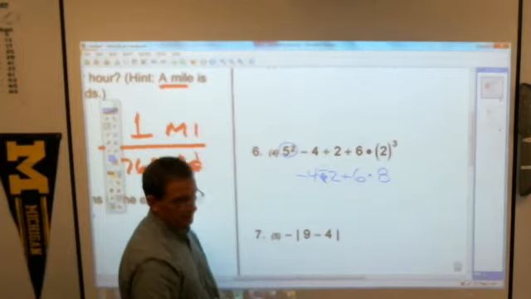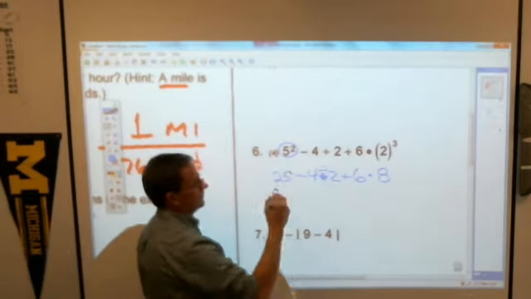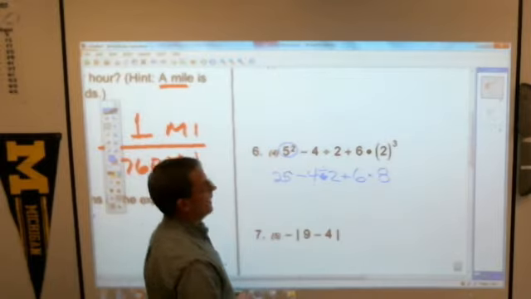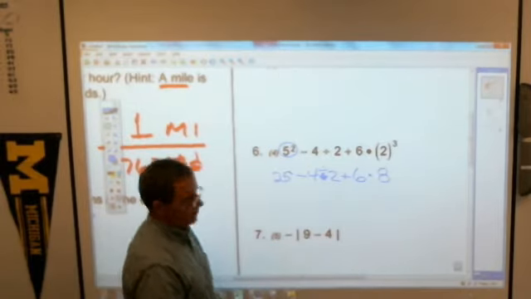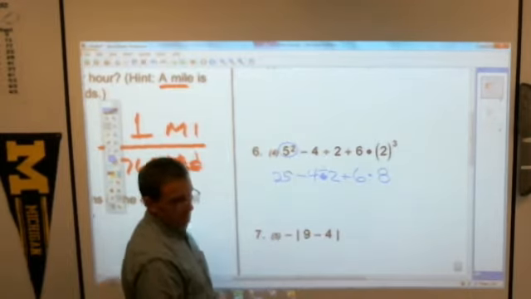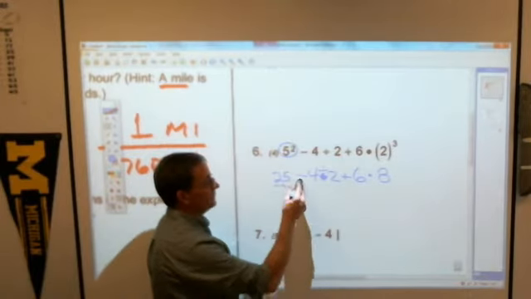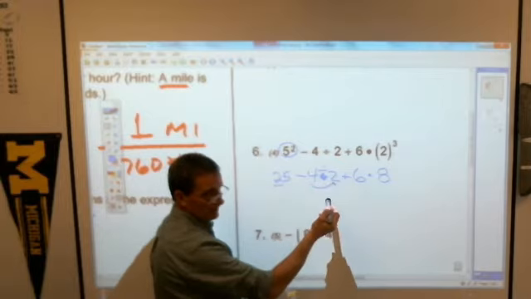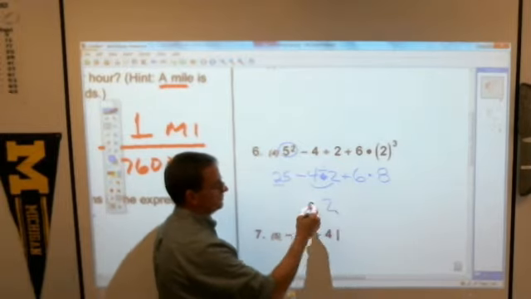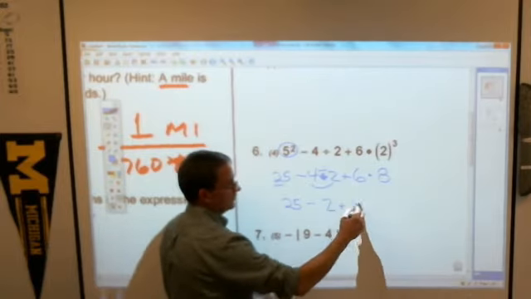What's 5 in the second power, Parker? 25. Did you get that far? Yeah. All right. So now what's the next thing you do? In order of operations, of what's left, we don't have any parentheses, we don't have any exponents, it is multiplication and division from left to right. 25 minus, here's 4 divided by 2, that's the first one I come to, that is 2. And then 6 times 8 is 48.